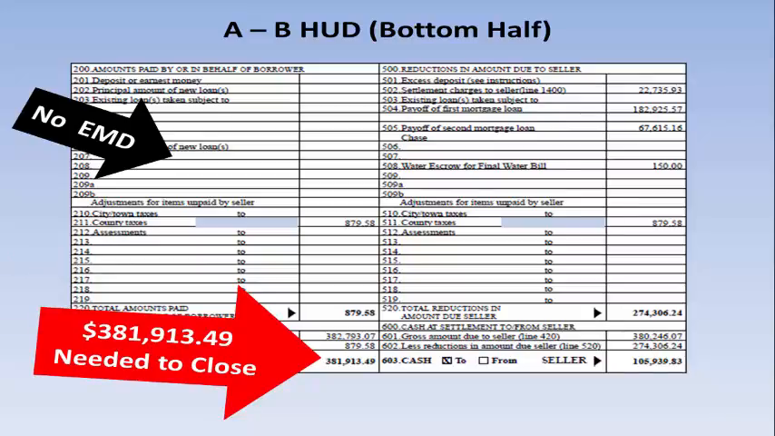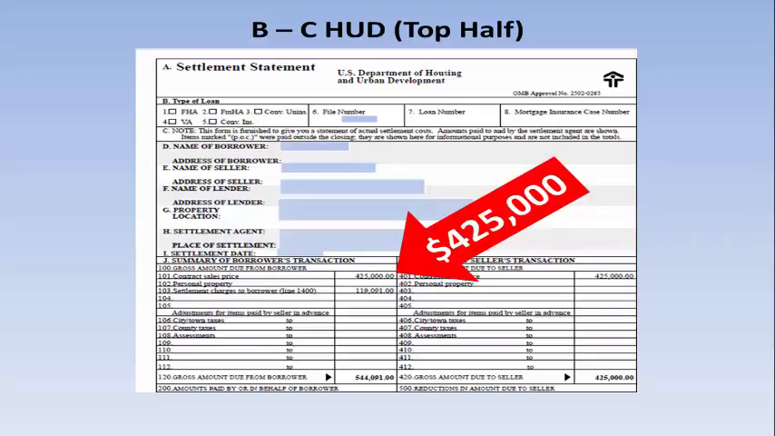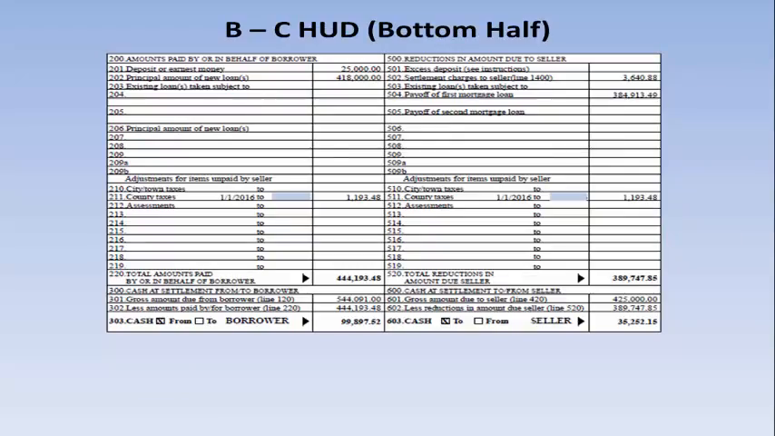Here's the bottom line. $381,913.49 needed to close. Student has no money, so we're going to do transactional funding on this, and you'll see that come out of the B to C HUD. This is the top half of the B to C HUD. What's important here, purchase price $425,000. Here's the bottom half now.